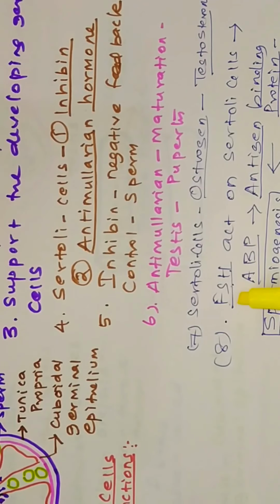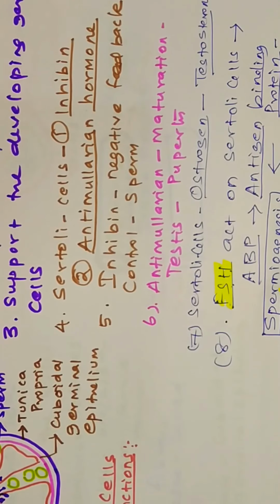The FSH, follicle stimulating hormone, acts on the Sertoli cell and produces a factor. That factor is called ABP, antigen binding protein. That antigen binding protein stimulates the spermiogenesis process.